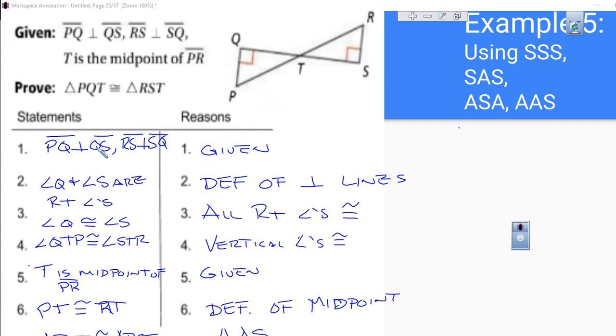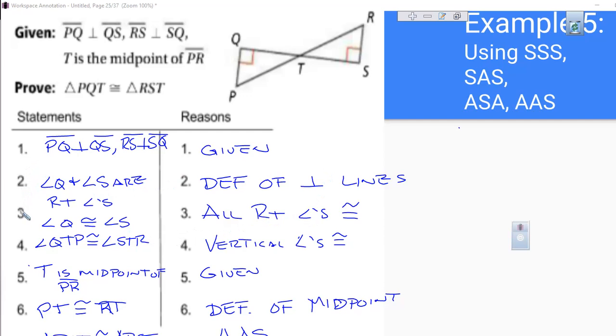All right. So we're going to write here, and I combined the first given statements into one statement, since they're both about being perpendicular. If you put them as two separate statements, you'd have 8 statements and reasons. So PQ is perpendicular to QS, and RS is perpendicular to SQ. It's given. Remember when we talked about lines being perpendicular, that means they form right angles. So we're going to name these right angles. Since there's only one angle at Q and S, we can just say angles Q and S are right angles, by the definition of perpendicular lines. Then we can say that angle Q is congruent to angle S, because all right angles are congruent.